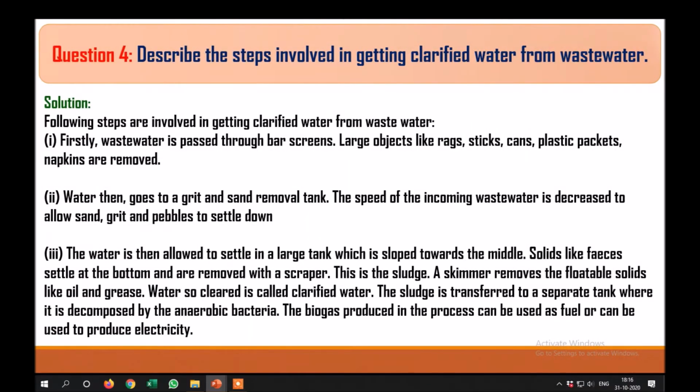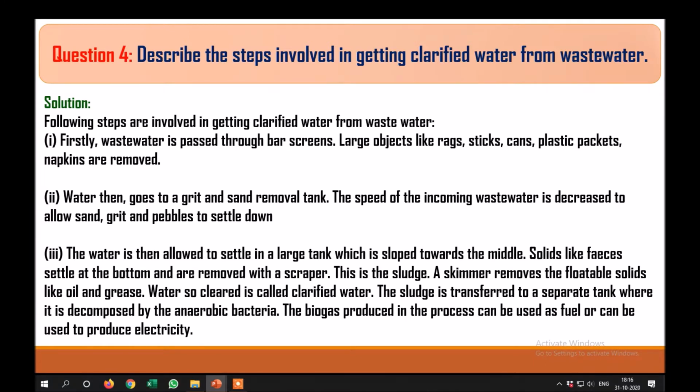The next question is, describe the steps involved in getting clarified water from wastewater. So there are following steps. Firstly, wastewater is passed through bar screens. Large objects like rags, sticks, cans, plastic packets, napkins are removed. Water then goes to the grit and sand removal tank. The speed of the incoming wastewater is decreased to allow sand, grit and pebbles to settle down.